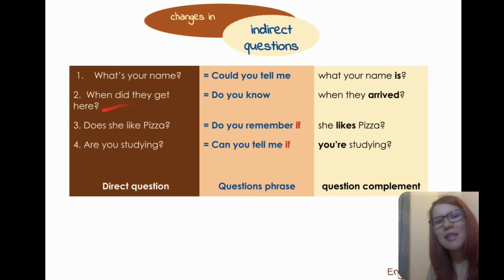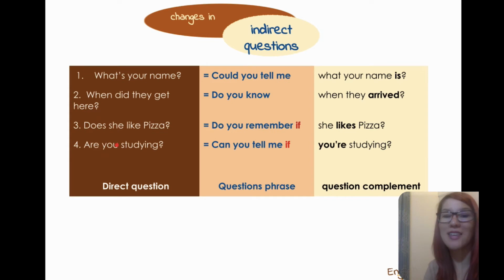When did they get here? This is a sentence in the simple past. We are using did. So when we change it, we ask do you know, for example, and then we conjugate the verb. We eliminate did completely, as you can see, and we say when they arrived. So the word order now would be WH word plus subject and finally the verb. Well, not finally, because sometimes you have additional information that would come after the subject.